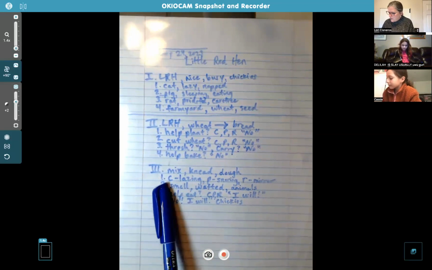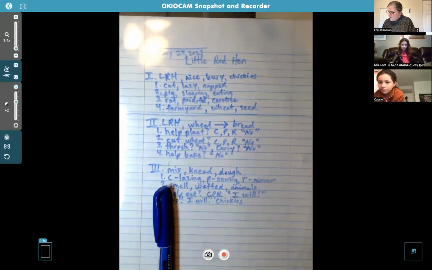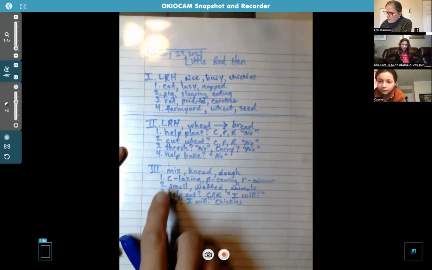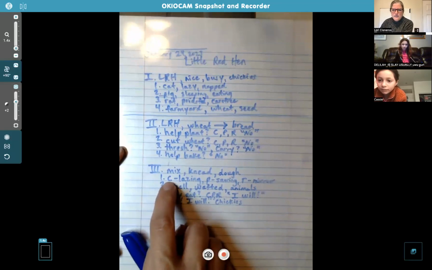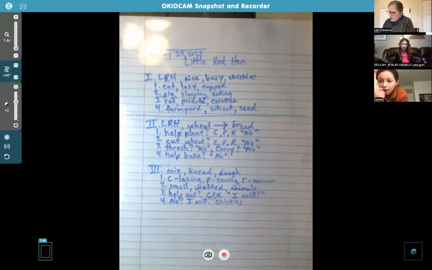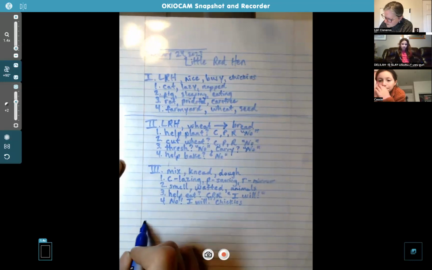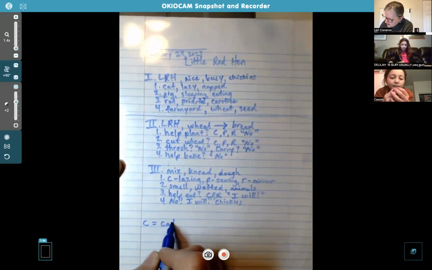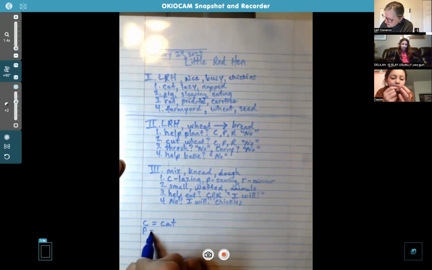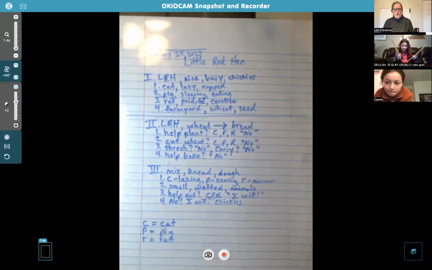See if you can do this next one. Okay. What do the words mean though? Okay, remember we put C for cat. Let's put a note here so we don't forget. C equals cat, P equals pig, R equals rat. Just in case when you go to do your homework, you might forget what those stand for. CPR.